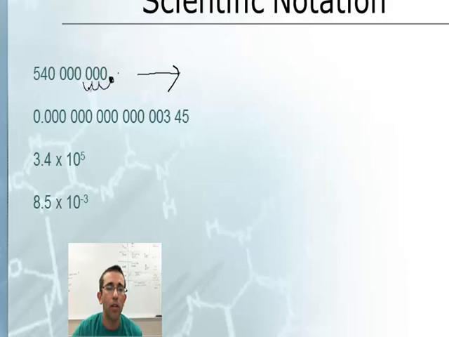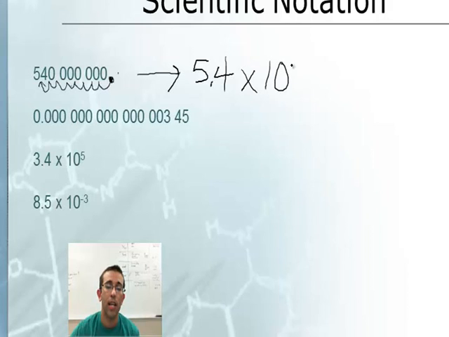So move it once, 2, 3, 4, 5, 6, 7, on this one 8. So it's 1, 2, 3, 4, 5, 6, 7, 8. We move it 8 times. We're going to rewrite the number to 5.4 times 10. And how many places did we move it? We moved it 8 times.